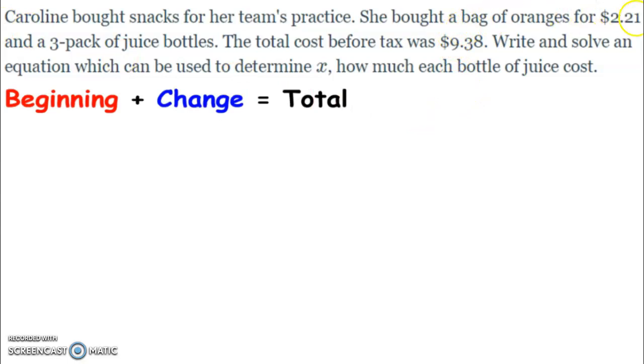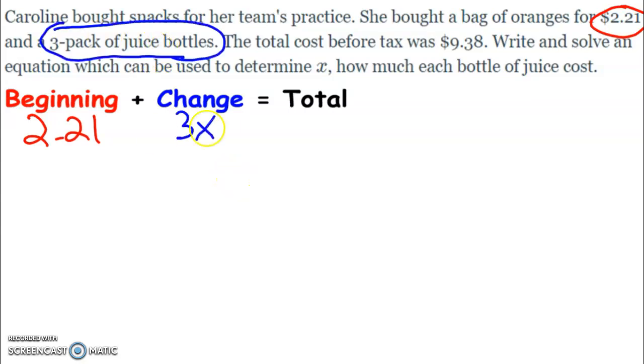All right, she bought a bag of oranges for $2.21. So she starts off with that. That's going to be her beginning. Then 3 packs of juice bottles. We don't know how much the juice bottles are, but it's 3 packs of them. So that's going to be the part that changes. So it's 3 times the number of juice bottles. And then the total is going to be $9.38.